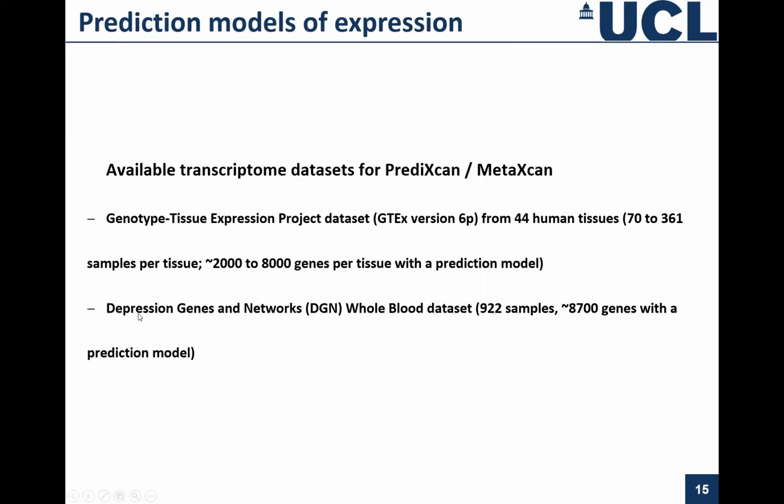And a second model they also provide is from the Depression Genes and Networks whole blood data set with 900 samples, with prediction models for around 9,000 genes. And they show in their recent publication on MetaXcan that it is of certain value to investigate any kind of phenotype in all available tissues.